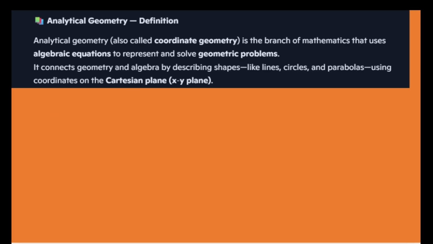So analytic geometry is a branch of mathematics that uses algebraic equations to represent and solve geometric problems. It connects geometry and algebra by describing shapes, lines, circles, parabolas using coordinates on the Cartesian plane. So basically there is a minor difference, I can say.